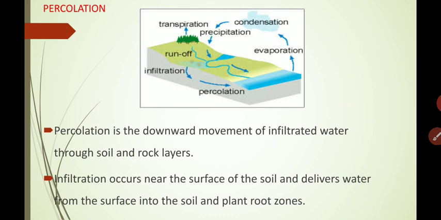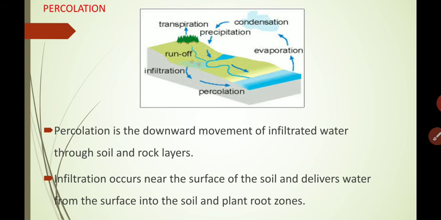This both process is called evapotranspiration, which changes into condensation. Percolation means that after condensation changes to precipitation, the rainfall reaches the ground and goes to the interior of the earth. This is called percolation.